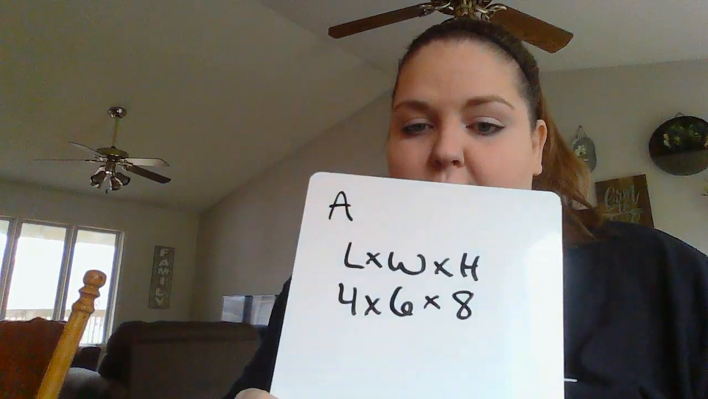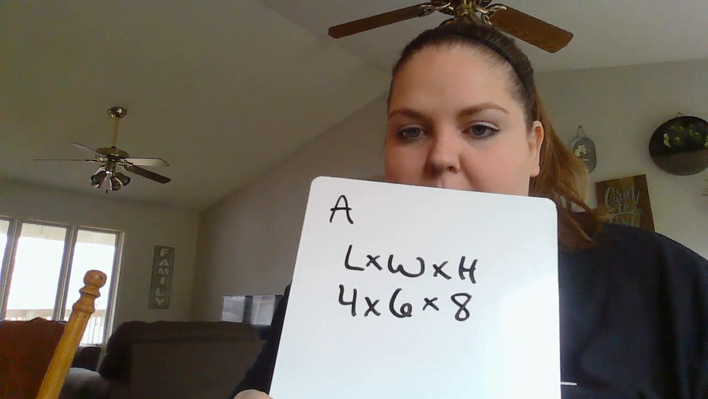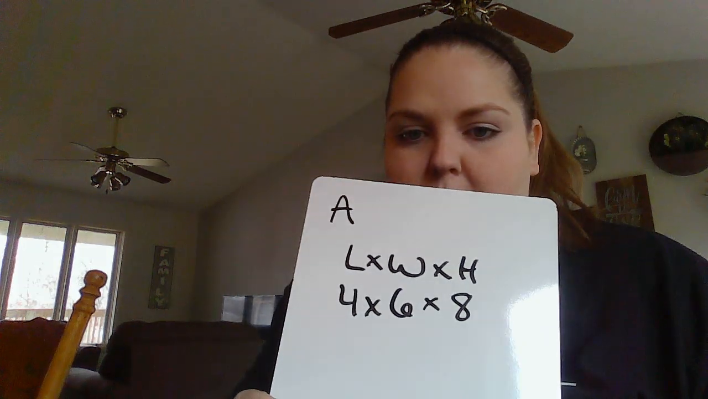A's length times width times height. My length is 4. My width is, oh, I'm wrong, 6, not 3. My height is 8. This is for A. I was looking at the height of the second box.